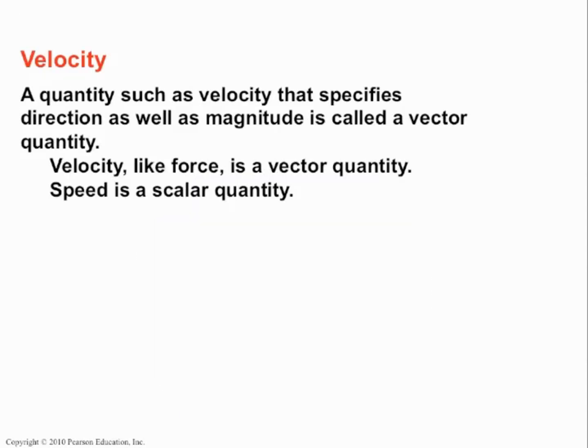Now, velocity. Velocity is a quantity that specifies direction as well as magnitude, and so it is a vector quantity. A velocity, like force, is a vector quantity. We have magnitude and direction. Speed, on the other hand, is simply a scalar quantity, and I talked about vectors and scalars in the last video. Speed, all we care about is the magnitude and not the direction.